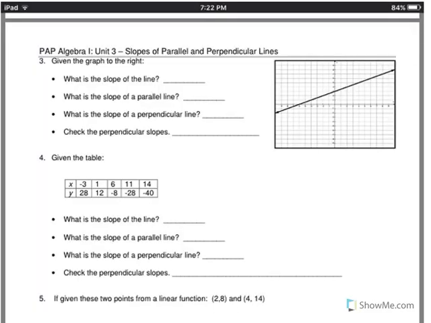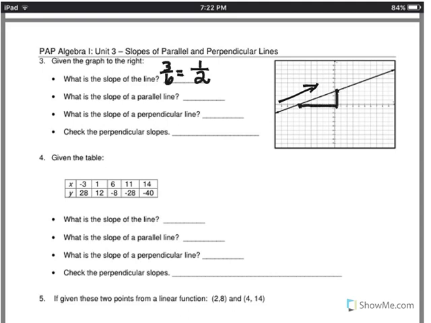Okay, so on question 3, it says, given the graph to the right, what is the slope of the line? So we want to find two pretty points and do rise over run. So I'm going to use the x-intercept and the y-intercept. And if we do rise over run, we can see that the slope is positive because the line is going up. So we have a rise over run of 3 over 6, and we can simplify that to be 1/2. So it has a slope of 1/2.